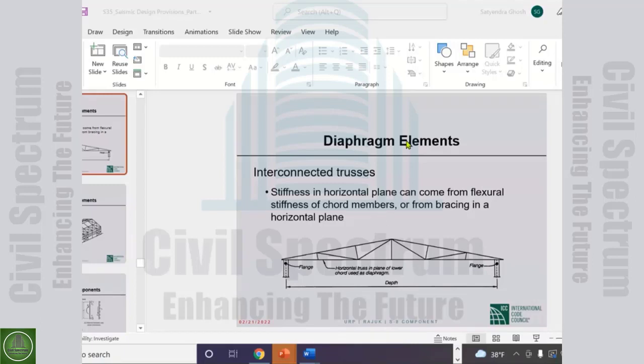Okay, Dr. Ghosh. While calculating soft story effect, should we account for the stiffness of the story below grade beam, that is, basement or surrounded by soil?